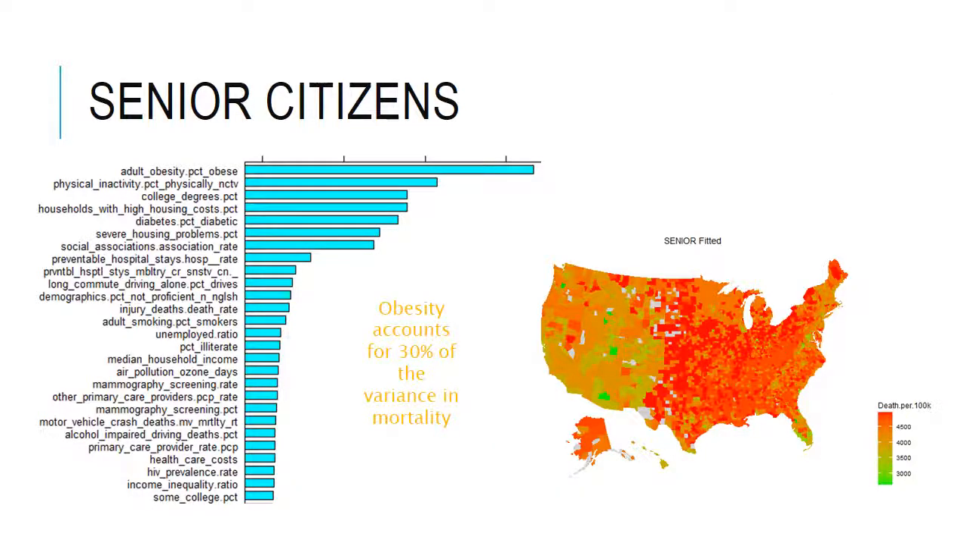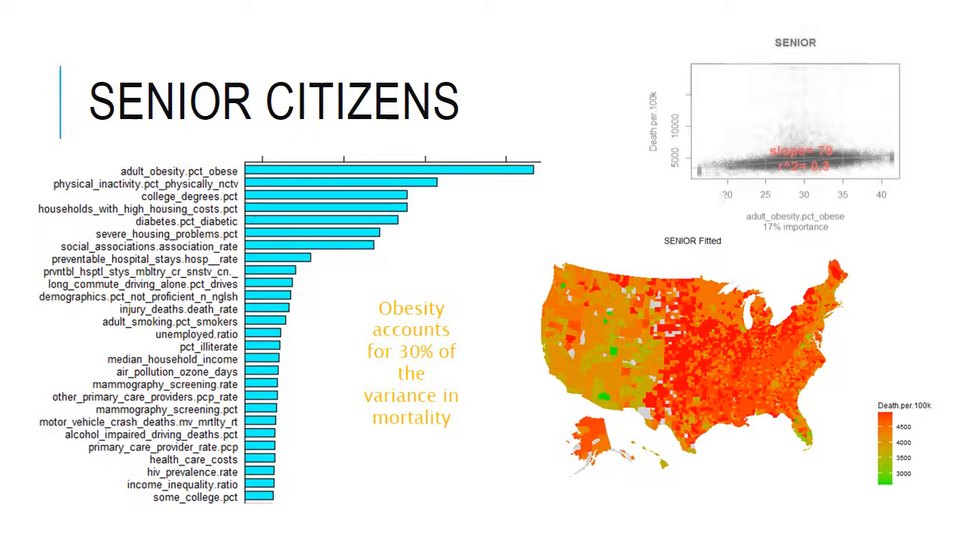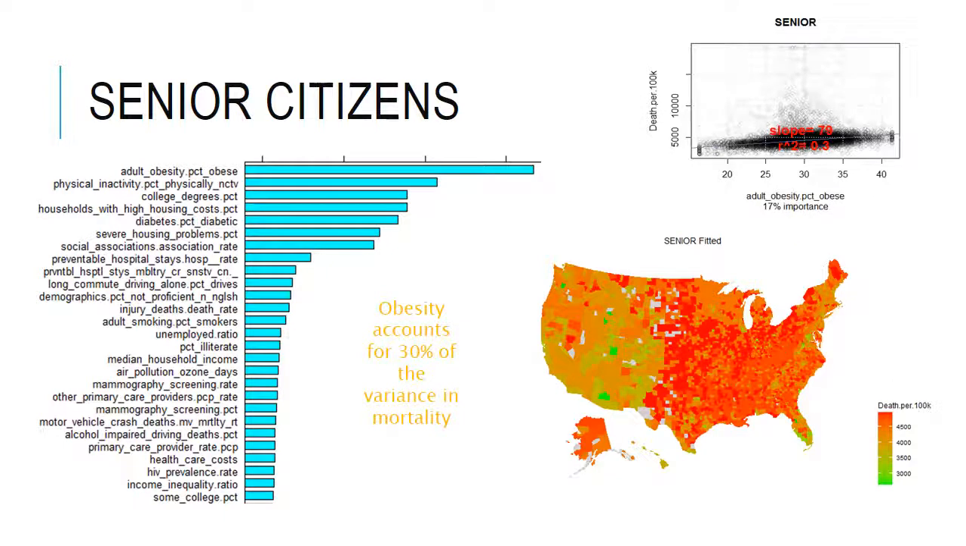Looking at the important variables for senior citizens, adult obesity percentages are at the top, as obesity accounts for 30% of the variance in the mortality rates. In addition, physical activity is very important. Obviously, that is used to get the obesity rates down. Interestingly, even a college degree can help with mortality. Hopefully, my master's degree will help me.